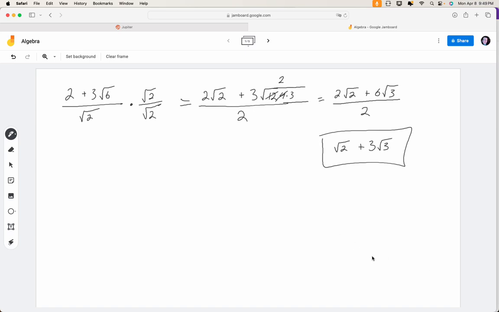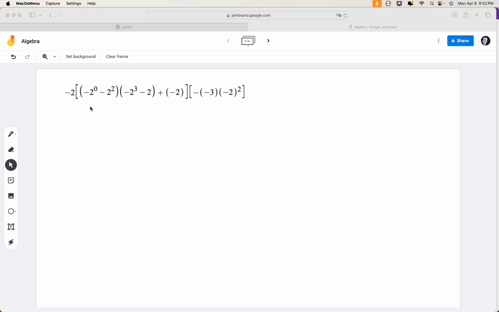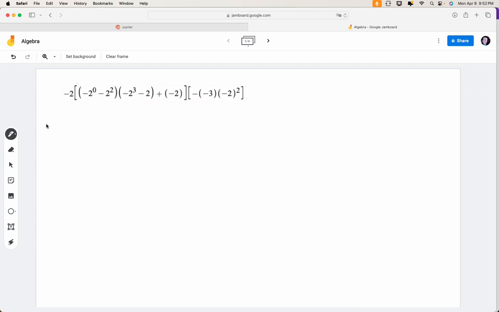All right, and let's see if there's another. All right, here is the next one. So first off, right away, let me get my pen out. This becomes a 1. So then this becomes an 8. This becomes a 4. And negative 2 squared becomes a 4.